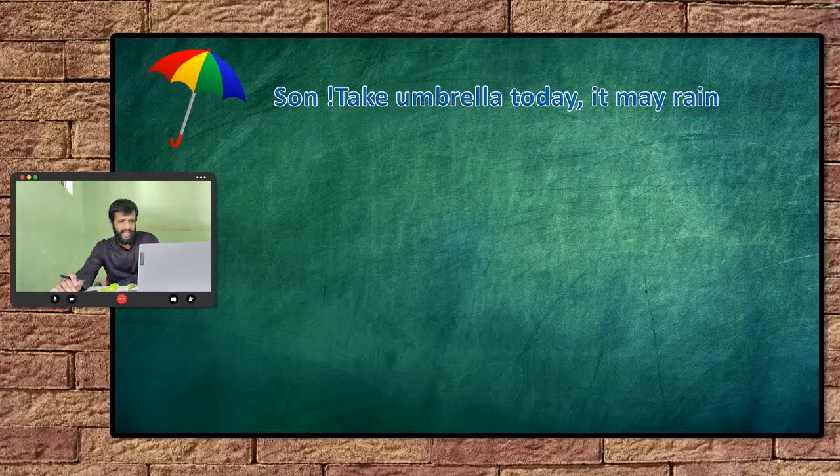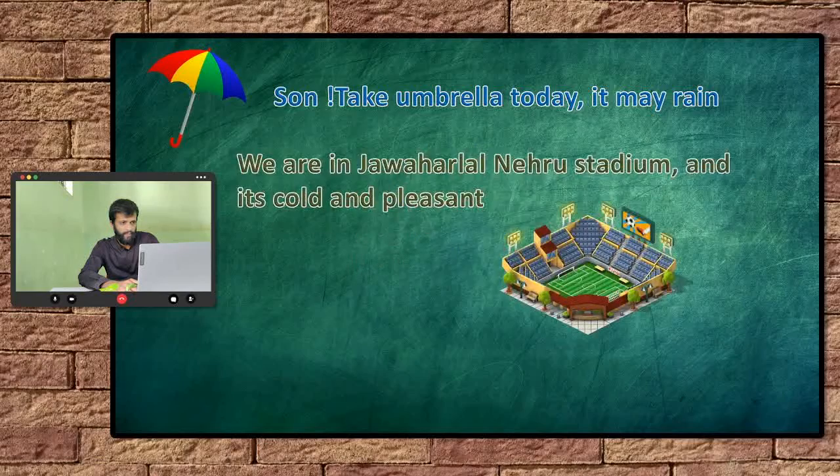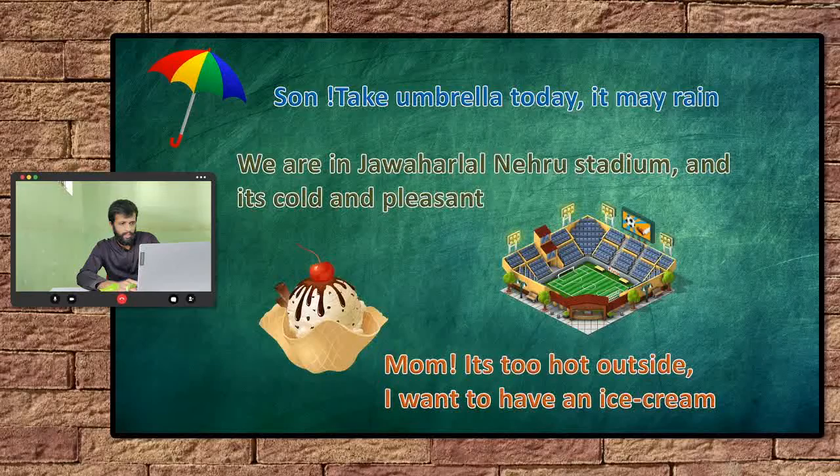Son, take an umbrella today. It may rain. Next, we are in Jawaharlal Nehru Stadium and it's cold and pleasant. Mom, it's too hot outside. I want to have an ice cream.